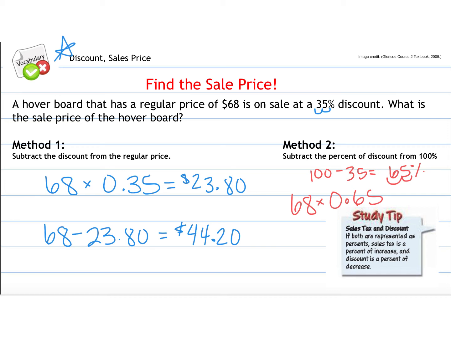So that will then equal $44.20, which, if you notice, is the same for both of these. So that's how much you are paying. Okay, so those are the 2 methods.